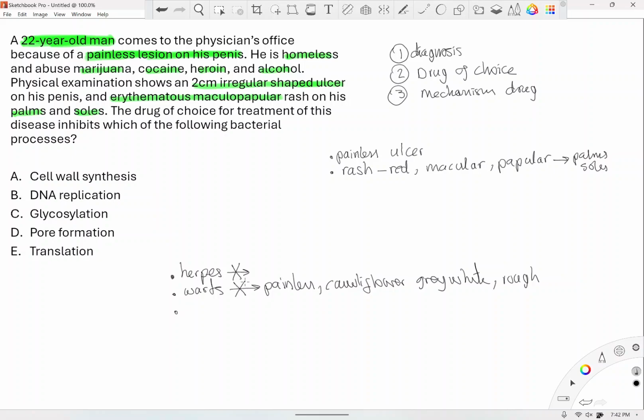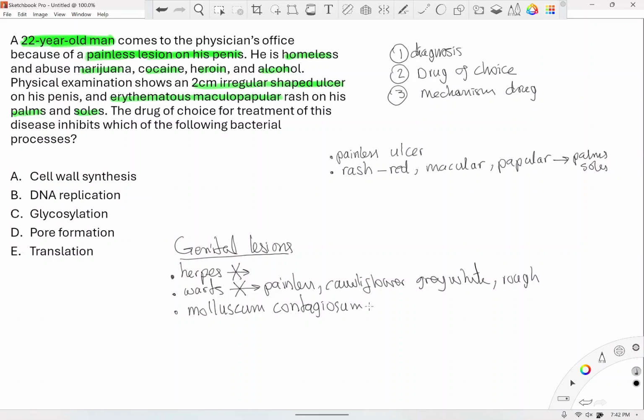These are genital lesions. So the category is genital lesions. Some of the most common ones. There might be more. These are the medically important ones. Okay. Then we have something called molluscum contagiosum. I don't know if you guys heard of that.